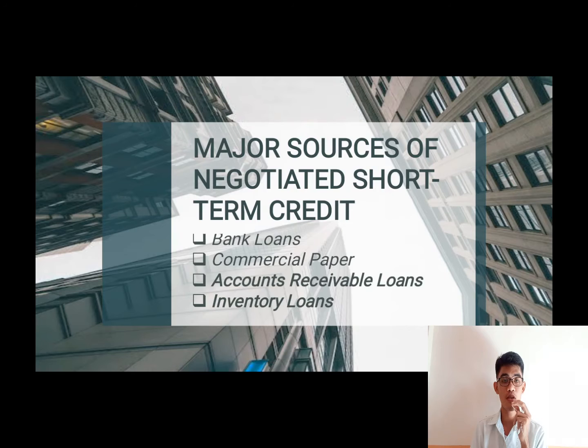So, this is a continued discussion of the major sources of negotiated short term credit. In part 4 of this chapter, the first two were already discussed, which are bank loans and commercial paper. For now, I'll be discussing the remaining two, which are accounts receivable loans and inventory loans. So, first off, accounts receivable loans.